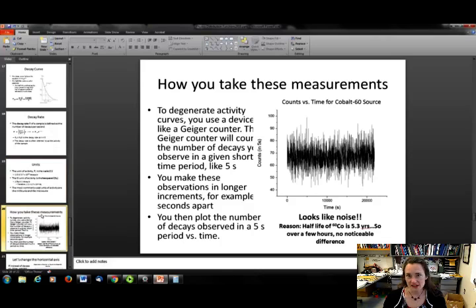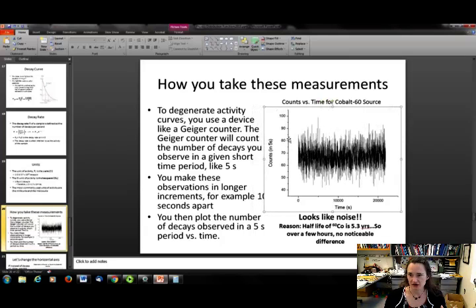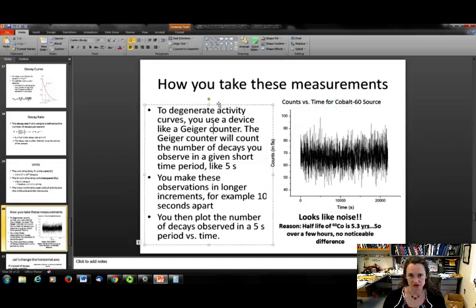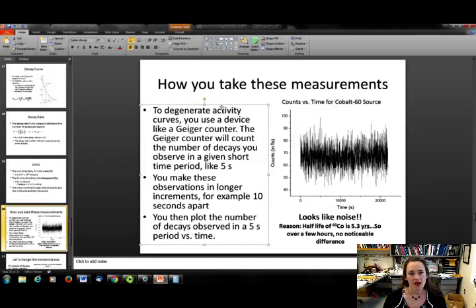Okay, well, how do you take these measurements? So we have some radioactive samples and some Geiger counters in the department, so this year I actually went ahead and took some samples. What you do is you use a Geiger counter that measures the number of counts per second, and it will count the number of decays that you observe in a given short period of time.